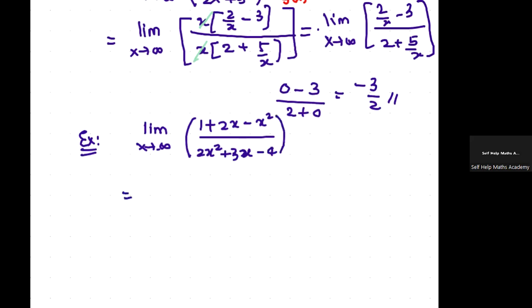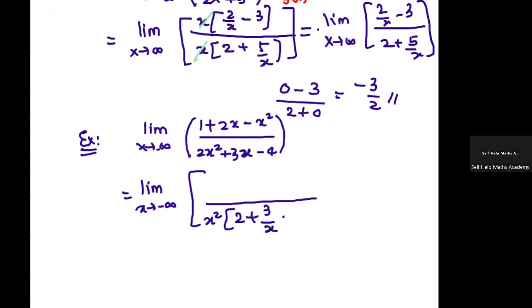Now you can see x² is the highest term in the denominator. You can just take out that, right? Limit as x is tending to negative infinity. So in the denominator, we can take x² out. Here we're left with 2 plus 3 over x minus 4 over x². Similarly, here also you take x² out. This is 1 over x² plus 2 over x minus 1.